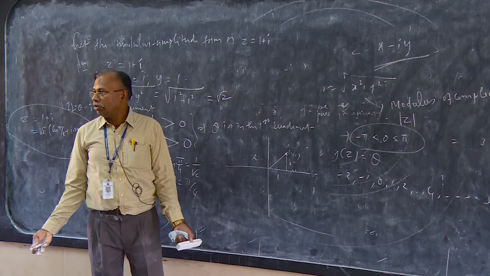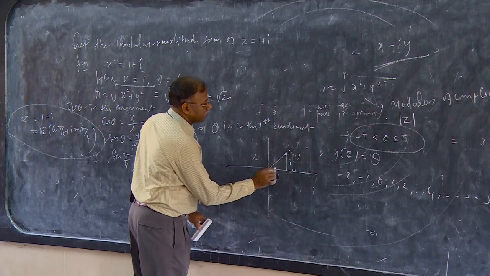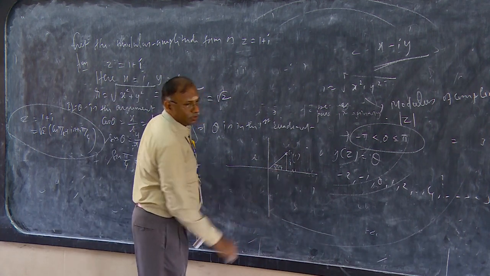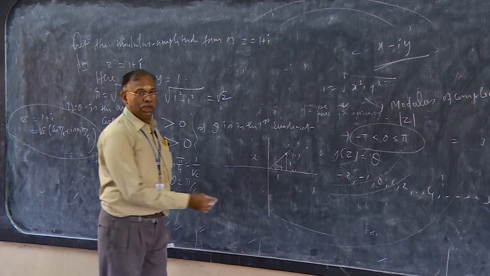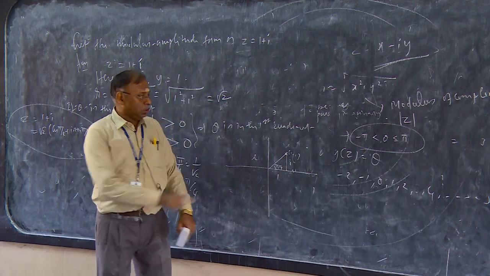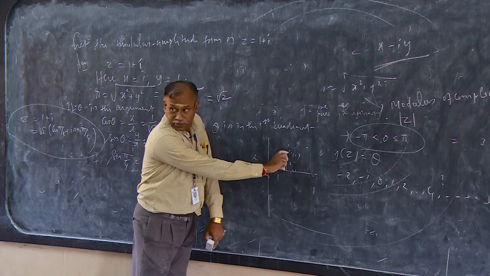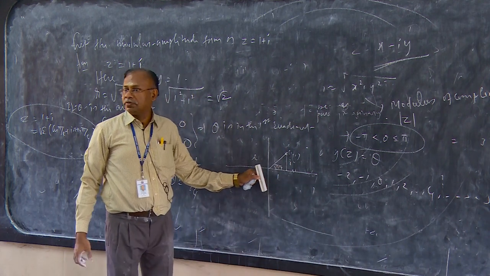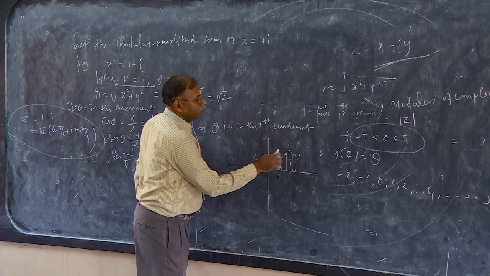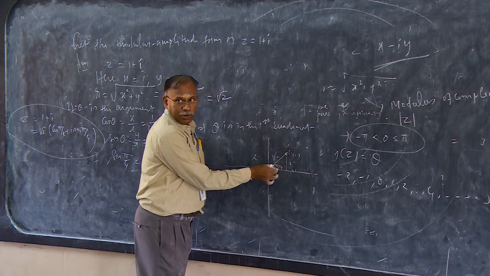Yes or no? The remaining two angles are definitely 45 degrees. This angle, in terms of radian measure, will be pi by 4. Now, your geometrical meaning tells you this length is nothing but your modulus. This is 1, this is 1. Application of Pythagoras theorem tells you this is root 2. So this is my modulus, and this is my amplitude, pi by 4.